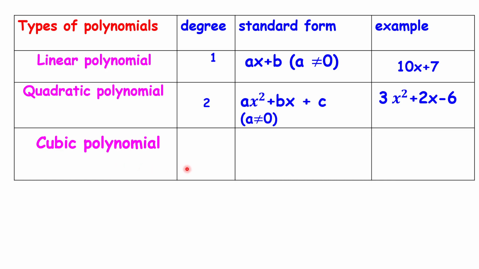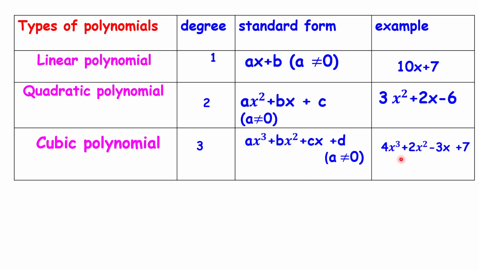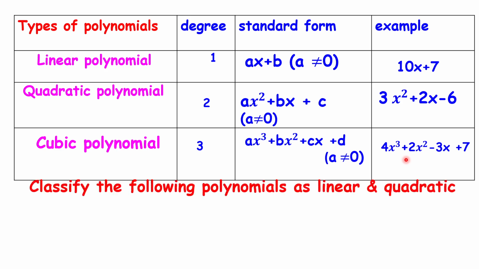Cubic polynomial. When the degree of the polynomial is 3, then it is called a cubic polynomial. The standard form of the cubic polynomial is ax cube plus bx square plus cx plus d. For example, 4x cube plus 2x square minus 3x plus 7. This polynomial is in the variable x and the degree of the polynomial is 3. Therefore, this polynomial is a cubic polynomial.